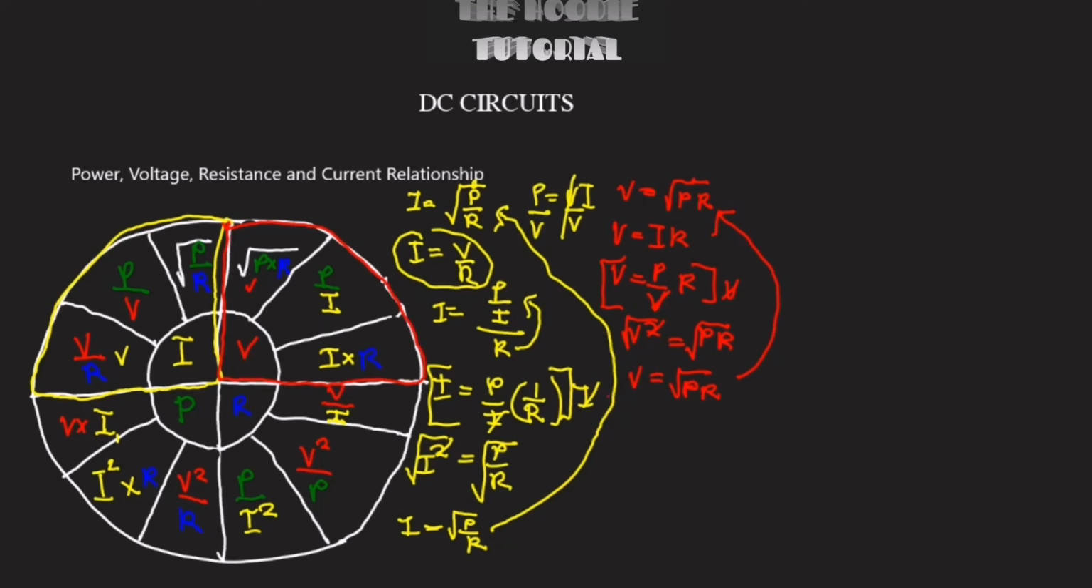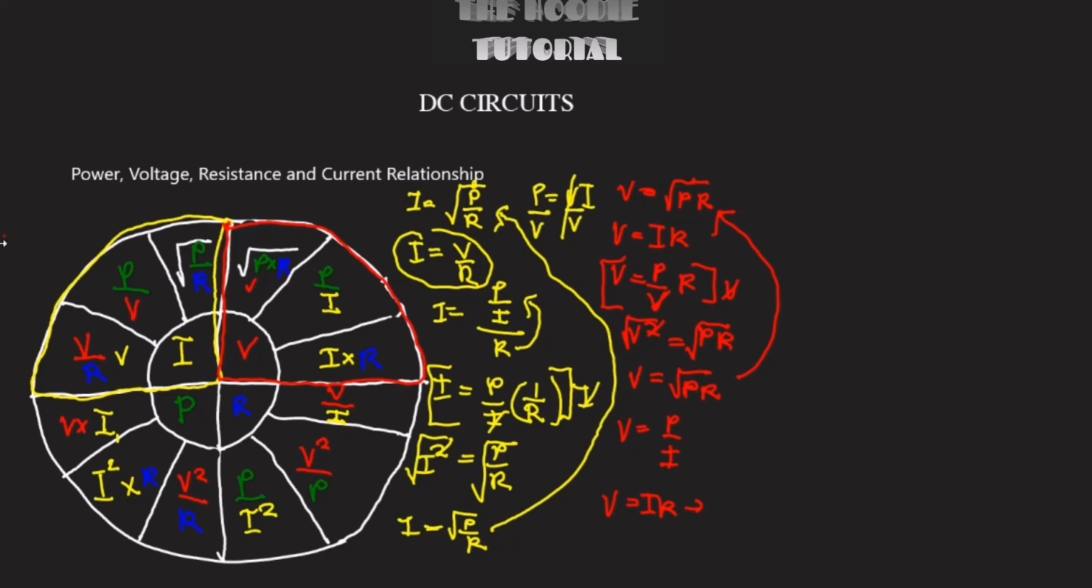Another one is V is equal to P over I. That is derived also from this equation. And then of course V is equal to I times R. This is Ohm's law. Okay, so we are done for the current and voltage.